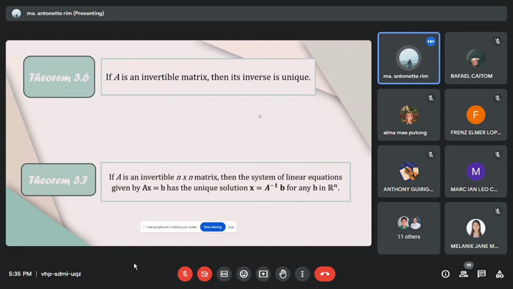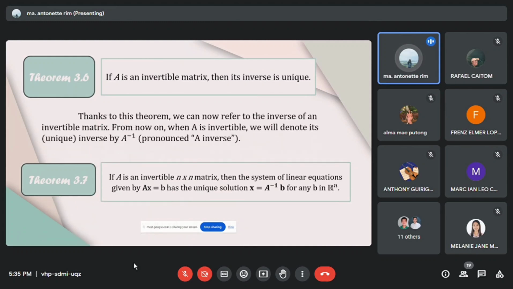Okay, theorem 3.6. If A is an invertible matrix, then its inverse is unique. So if A is an invertible matrix, usa ra gyud ang iyang inverse. So wala na other matrix. So thanks to this theorem, we can now refer to the inverse of an invertible matrix.